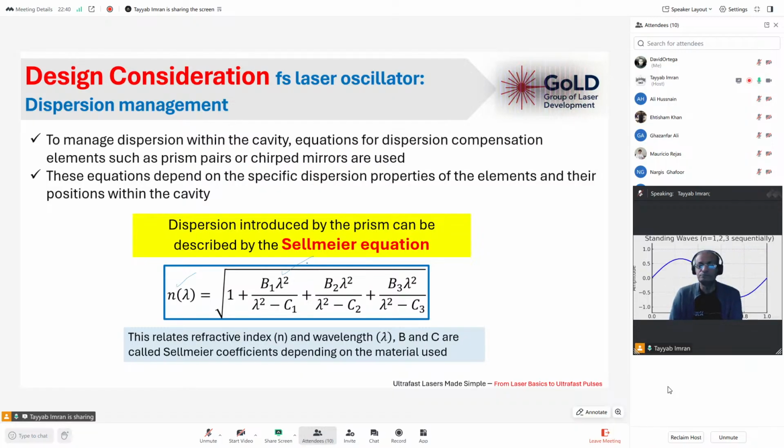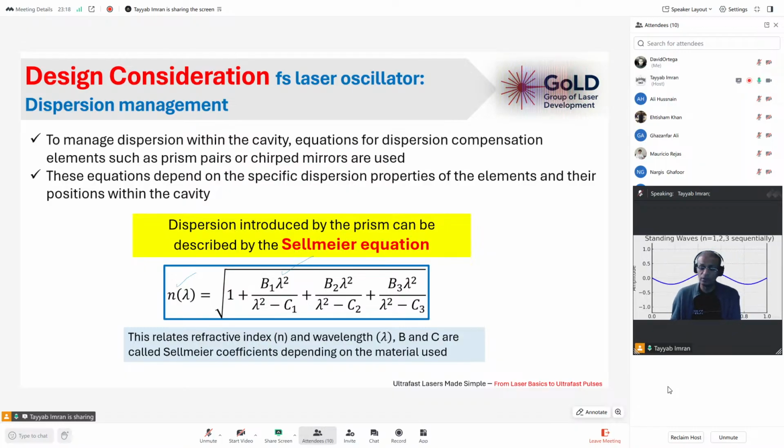So this equation, the dispersion introduced by the prism, which we are using to compensate, can be described with this equation, because the light passes through, and each and every material has a refractive index, and this refractive index is linked with the wavelength. For some wavelengths it's different. So basically this equation relates the refractive index and wavelength.